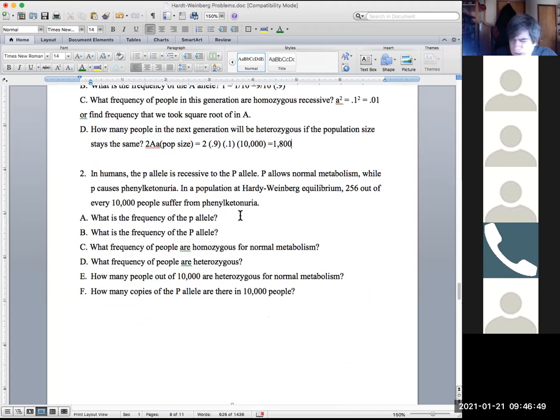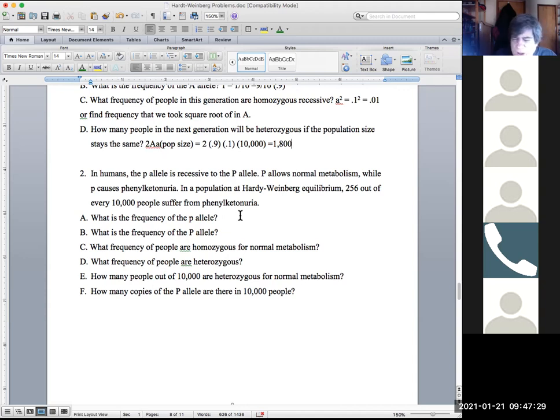In humans, the little p allele is recessive to the big P allele. Big P allows normal metabolism. Little p causes an illness called phenylketonuria. If you have any food with NutraSweet or aspartame in your house, if you look on the side of the label, it'll say something like, warning, phenylketonurics. This product contains phenylalanine. Because people who have phenylketonuria and eat phenylalanine, which is an amino acid that's found in proteins, can suffer brain damage.